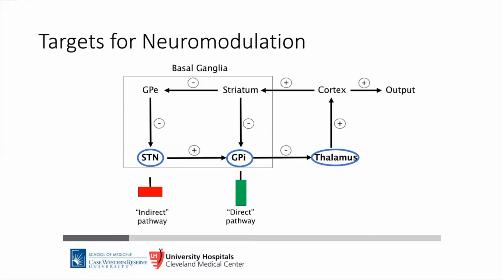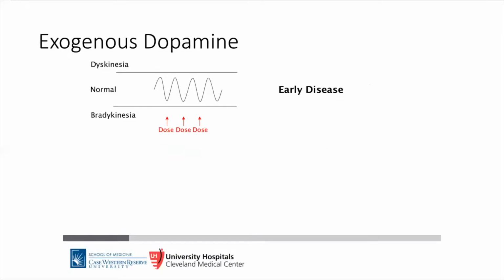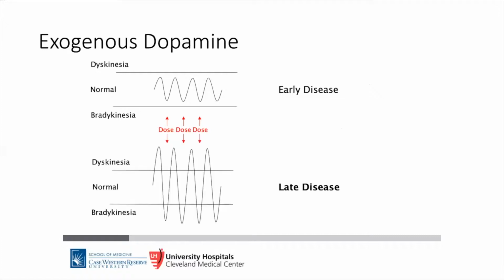Next slide. And so when you take exogenous dopamine early on in the disease, patients get this nice therapeutic benefit to the system, where you have really normal function, motor function primarily, each time that you take a dose. And then if you go to the next slide, you can see that later on in the disease, there's this imbalance where you tend to need more frequent dosing of medications, and also the highs and lows of the medications are a lot more severe, which can result in the dyskinesias and the bradykinesias. Next slide.